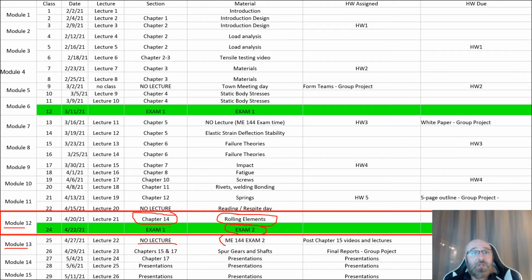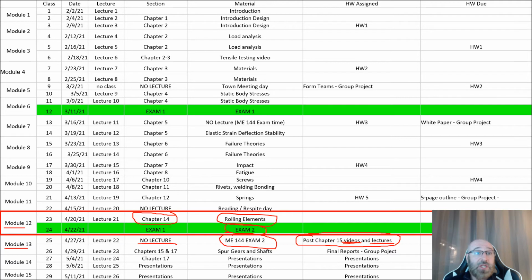Then getting into our module 13, there is no lecture on Tuesday. This is going to be the time slot you're using for ME 144 exam number 2, but I still will be posting the chapter 15 content and my hand solutions, some videos going through my hand solutions for those example problems, along with the PDFs of the lectures for this.